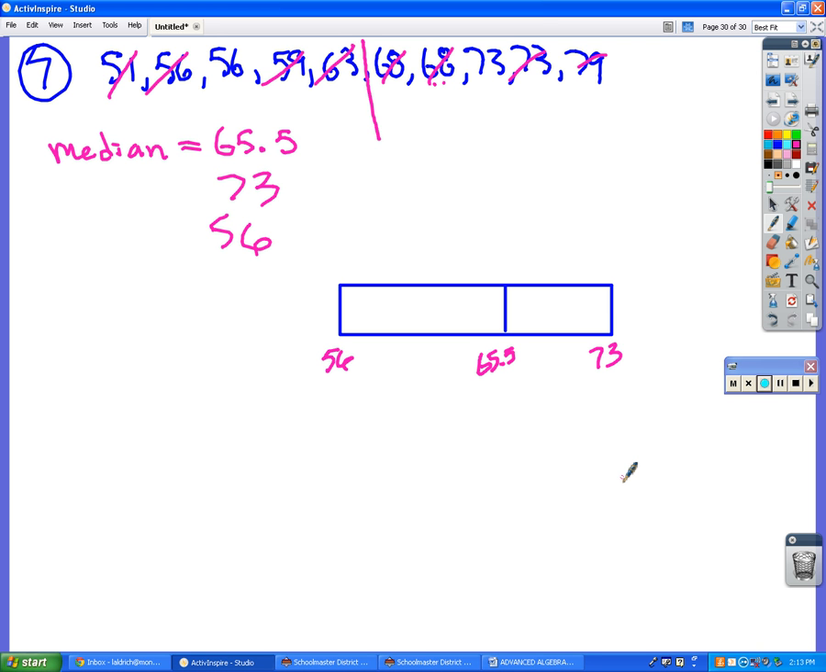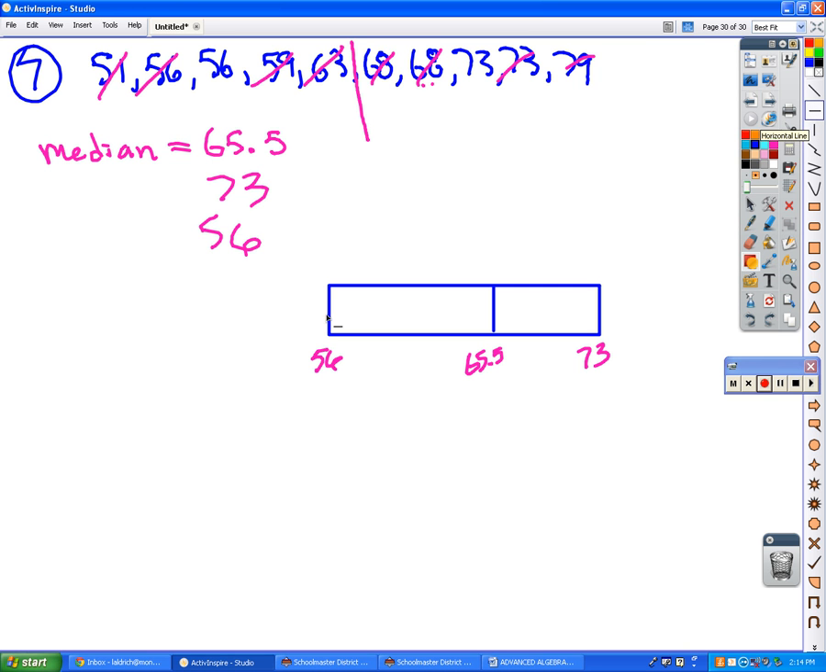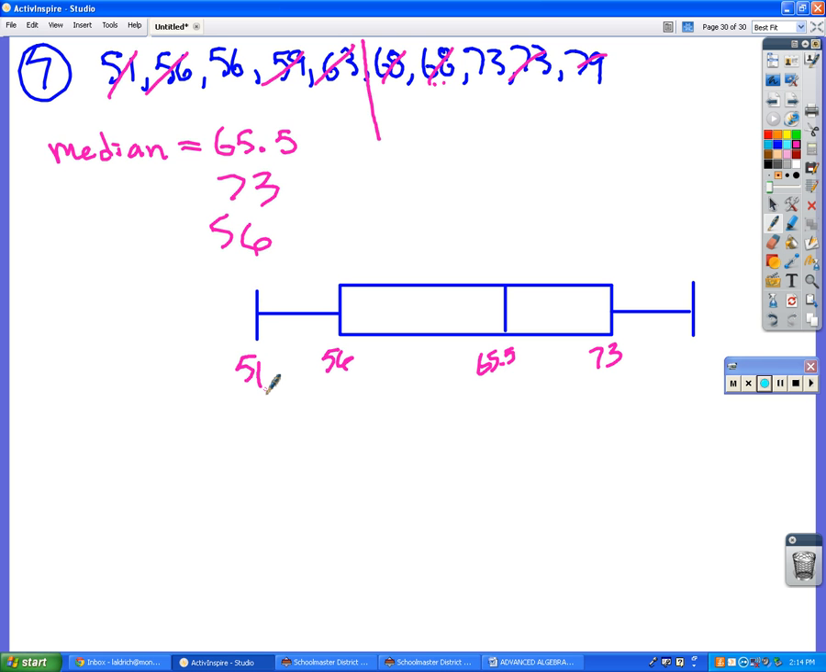So this number right here, the middle of the box, is the median. These numbers that are the edge of the box are the middle of the lower half and the middle of the upper half. Now I need to draw my pretty whiskers. This is going to go down to the lowest number, which is 51. So that's not very far. And this is going to go up to the highest number, which is 76. That's not very far either. So there are my whiskers. Oh, sorry, 79, not 76. So there is my box and whisker plot.